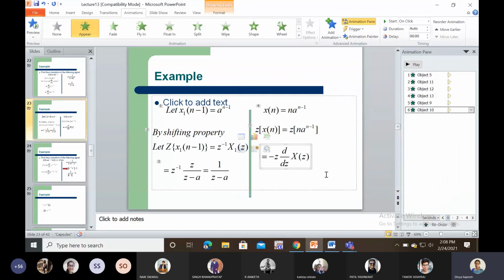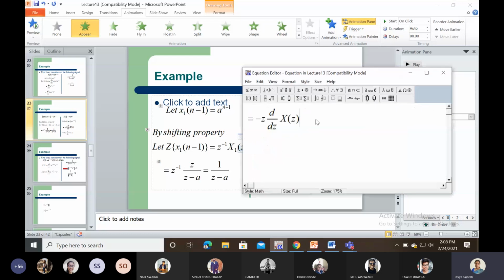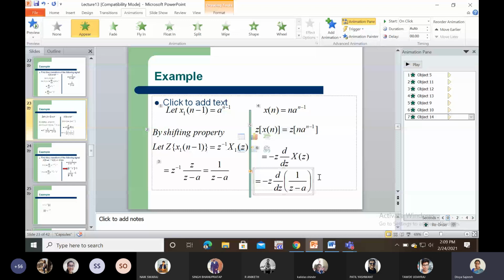Okay, minus z into d by dz of x of z. So what is the differentiation of, again substitute for x of z here. What is x of z? It is 1 upon z minus a. So x of z can be written as 1 upon z minus a. Okay, so differentiate 1 upon z minus a.